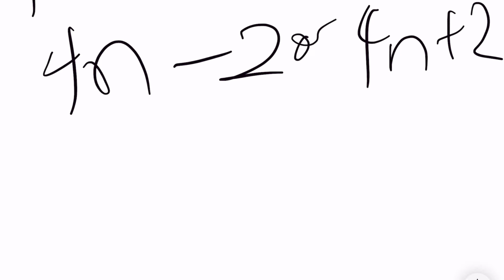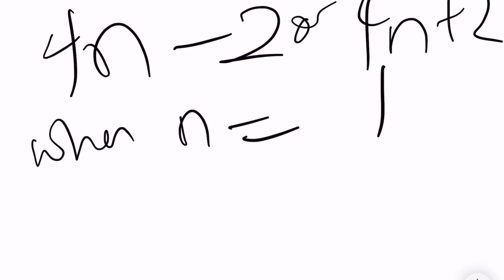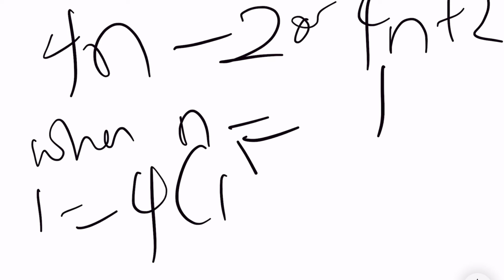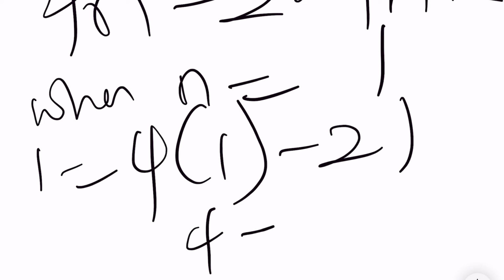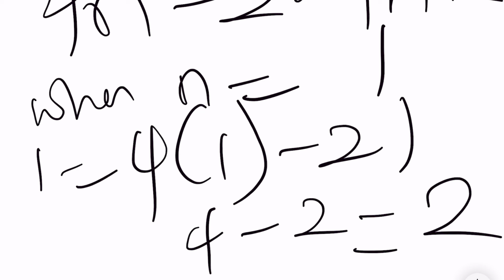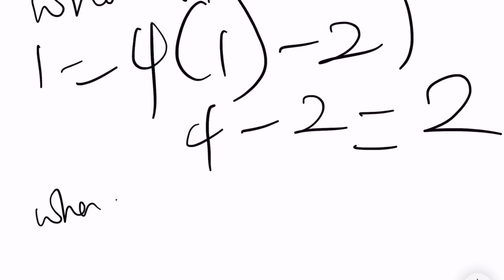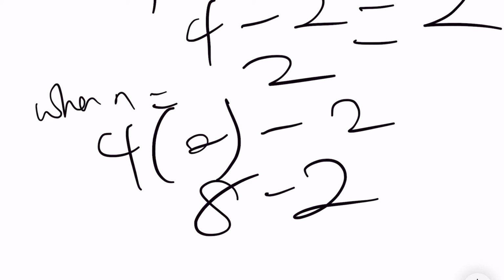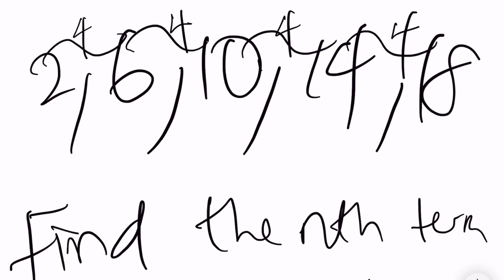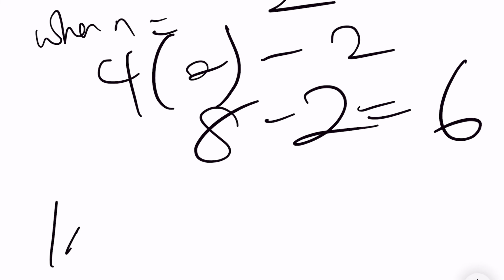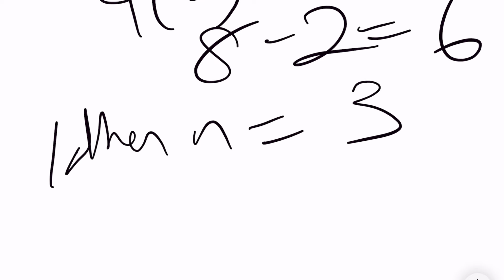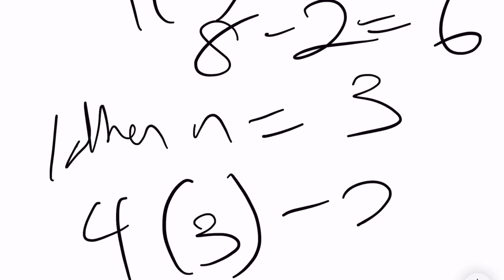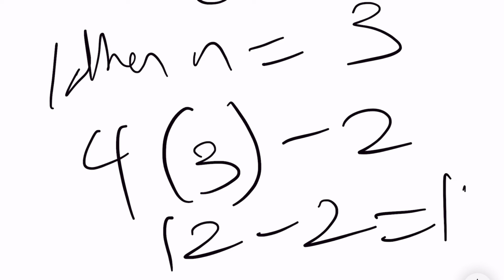Now, for 4n minus 2, when n is 1, we have 4 into bracket 1 minus 2. This is 4 minus 2. We have it to be 2. Now, when n is 2, we have 4 into 2 minus 2. This is 8 minus 2. We have it to be 6. When n is 3, we have 4 into bracket 3 minus 2. This is 12 minus 2. We have it to be 10.